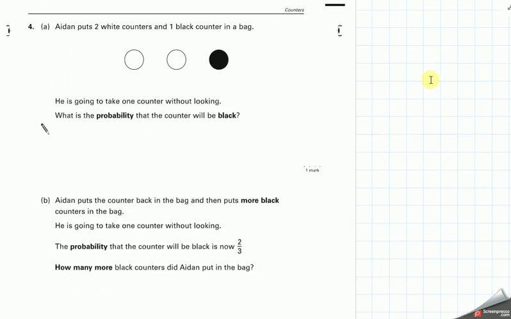Question number 4. Aidan puts 2 white counters and 1 black counter in the bag. He's going to take 1 counter out without looking. What's the probability it'd be black? Go on, Leonie. 1/3. Yeah, 1/3. The way to calculate the probabilities, this is theoretical probability. That's the number of wanted outcomes, and the denominator is the number of different outcomes, or possibilities.